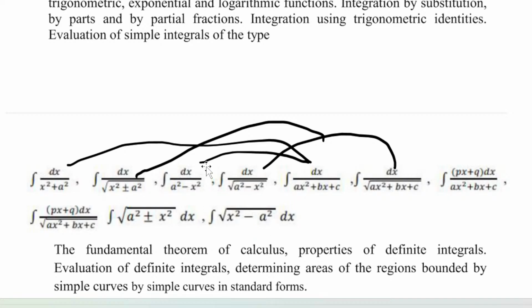Firstly, these four are the fundamental ones, right? What are these? Sine inverse, tan inverse, sine h inverse, cos h inverse, right? These four are the fundamental ones. After this, we depend on these for a lot of other things. Now let's do these two. Okay?